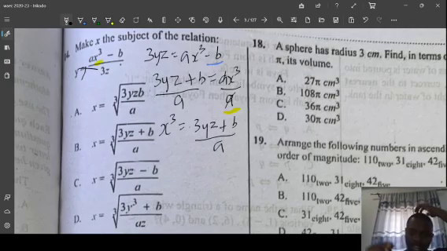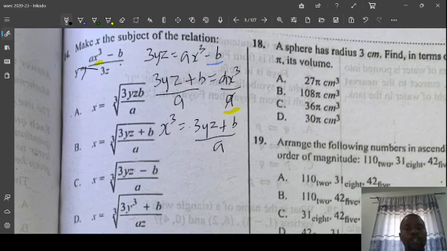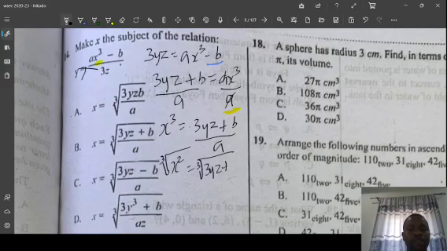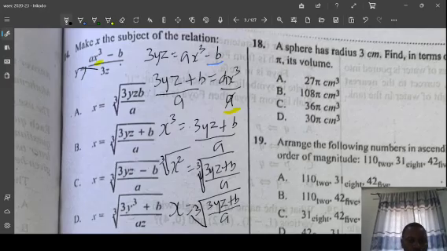And to get my final answer, I just take the cube root of both sides. Yes, I'm going to take the cube root of both sides because cube root is what is going to cancel this cube for me. So the cube root of x cubed is equals to the cube root of 3yz plus b over a. All right. So it means x is equals to the cube root of 3yz plus b over a. So where is that in the option? That should be option B.